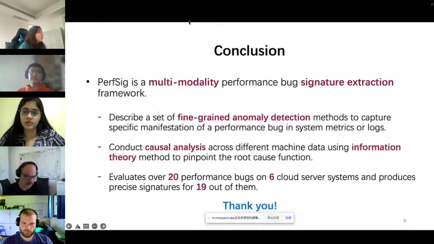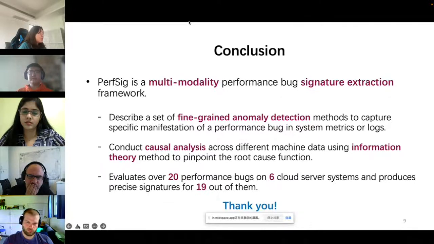To conclude, PerfSig is a multimodality performance bug signature extraction framework. We have described fine-grained anomaly detection methods to capture manifestation of performance bugs. We have conducted causal analysis across different machine data using an information theory method to pinpoint the root cause function. We have evaluated over 20 performance bugs occurred on 6 cloud systems, and PerfSig can produce precise signatures for 19 out of them. That's all.